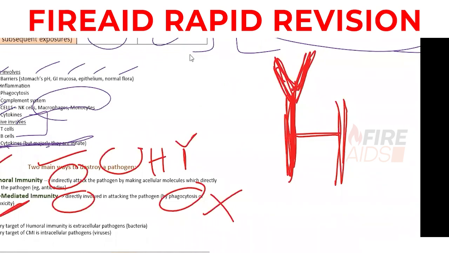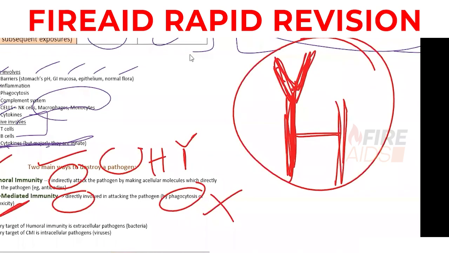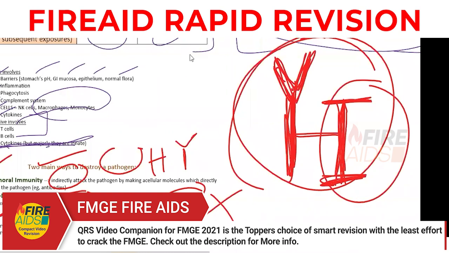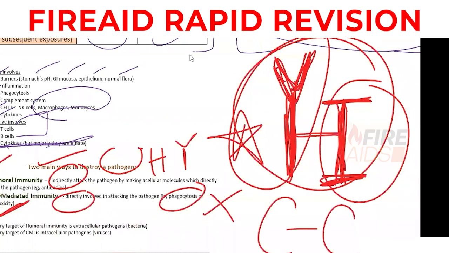Okay, so humoral means antibody. Again, you can make the H as I, that is indirect killing. So humoral means indirect killing. I for indirect killing, Y for antibody. Indirect killing and antibody. If you remember this, you can crack this MCQ. Obviously, cell-mediated becomes phagocytosis and cytotoxicity. Cell-mediated means cytotoxicity, and cell-mediated means eating, that is phagocytosis.